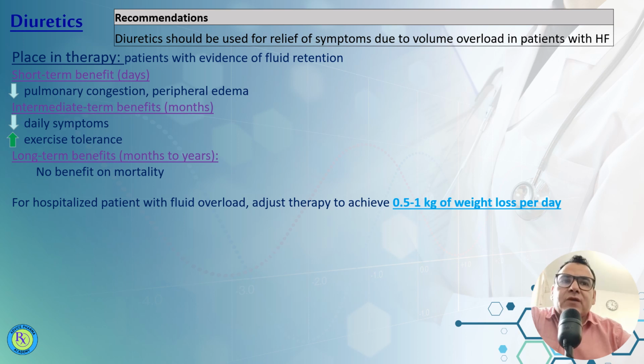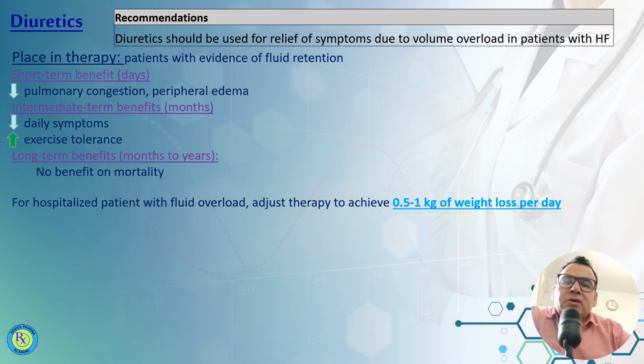So if a patient has ascites or edema in the leg, he must be on diuretics at this stage. They have short-term benefit within days, as they relieve peripheral edema and congestion because of the diuretic effect. They have intermediate benefit within months by improving daily symptoms and increasing exercise tolerance, as long as the fluids are removed, so the patient can do exercise more efficiently.